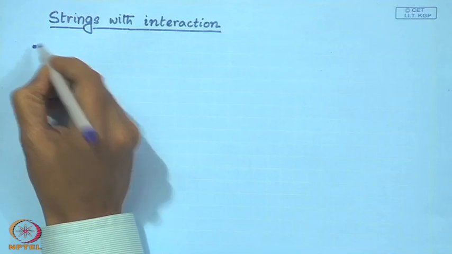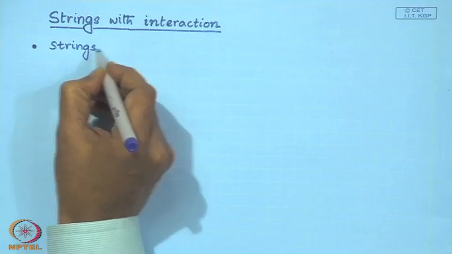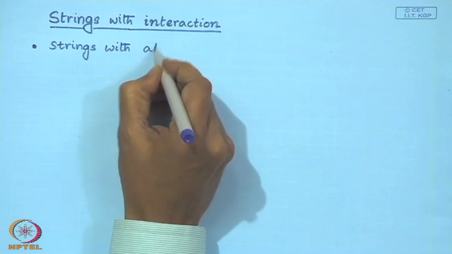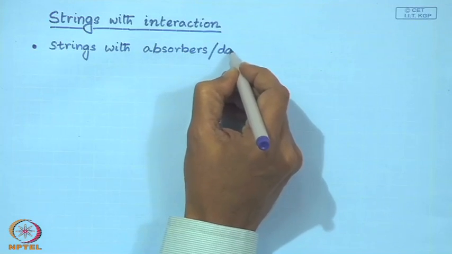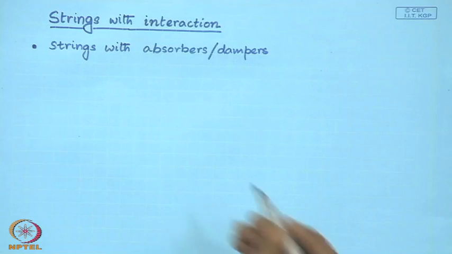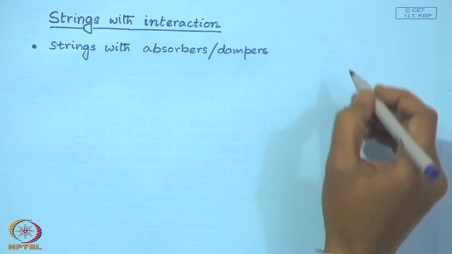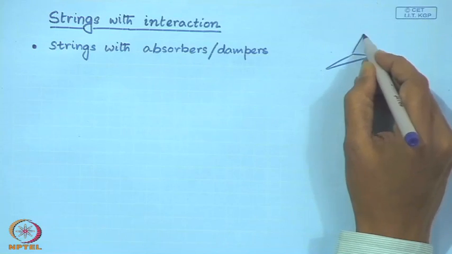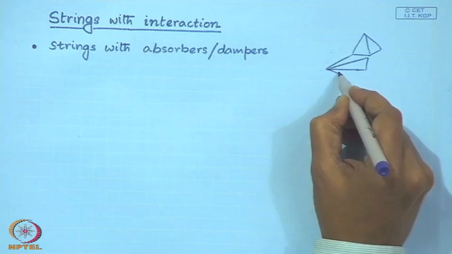As I mentioned just now, we may have strings interacting with absorbers or dampers. Such strings are found, for example, in high tension cables. So, this roughly looks like this.